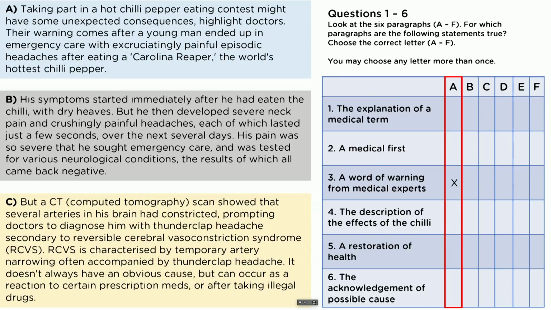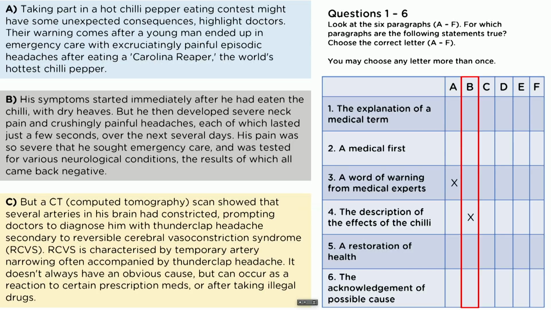First of all, paragraph A. Taking part in a hot chili pepper eating contest might have some unexpected consequences, highlight doctors. Their warning comes after blah, blah, blah. So that, paragraph A, the information 3, a word of warning from medical experts, I think is the best fit there. So if you got 3A or A3, well done.